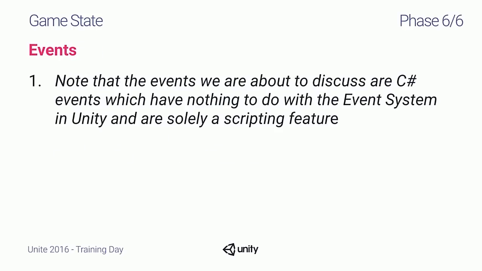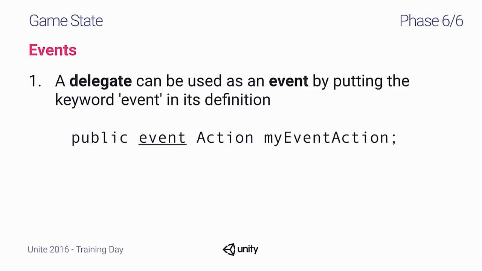So now we're going to talk about events. I want to be very clear here. We're not talking about the same events that we've been talking about before. This is not Unity's event system. This is C# events. C# events are particular types of delegates. We make a delegate an event by adding the keyword event before its declaration. So here we've got public event Action myEventAction.